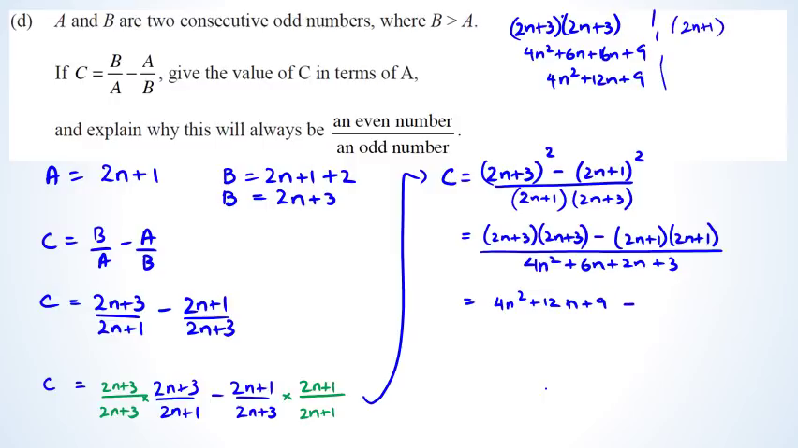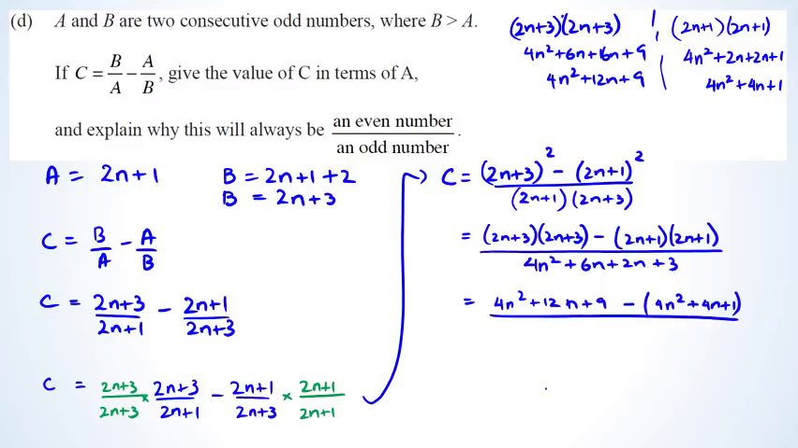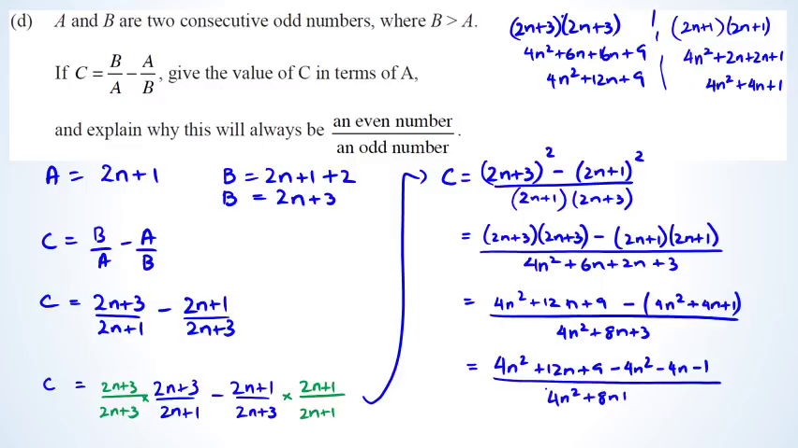So I've got 2n plus 1 times 2n plus 1, which is going to be 4n squared plus 2n plus 2n plus 1. So I got 4n squared plus 4n plus 1. So that's going to be in that bracket, remember that: 4n squared plus 4n plus 1. Now also have a look at the denominator. I can simplify that to be 4n squared plus 8n plus 3. And in the next line, I need to get rid of the brackets. So I'm going to get minus 4n squared minus 4n minus 1, and the whole thing divided by 4n squared plus 8n plus 3.